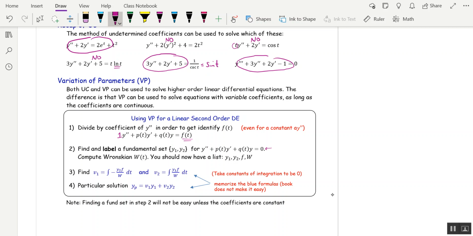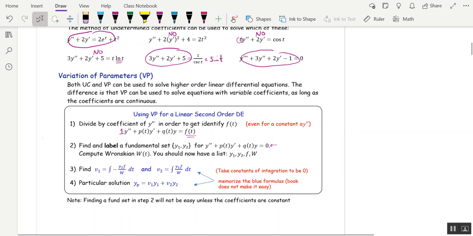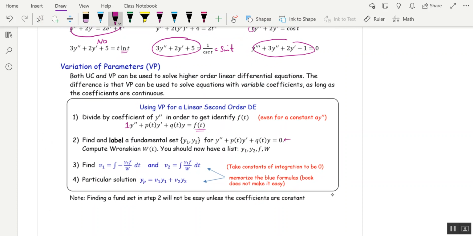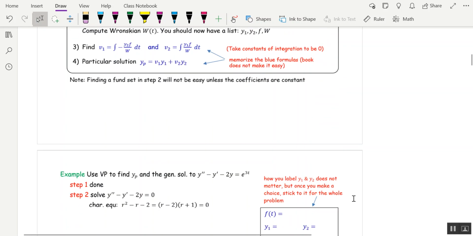Now, the reason this method is called variation of parameters is that instead of a solution being c1 y1 plus c2 y2, where the c's are constant, we're allowing our parameters v1 and v2 to vary. These will be functions of t. All right, so let's just jump in and do some examples.